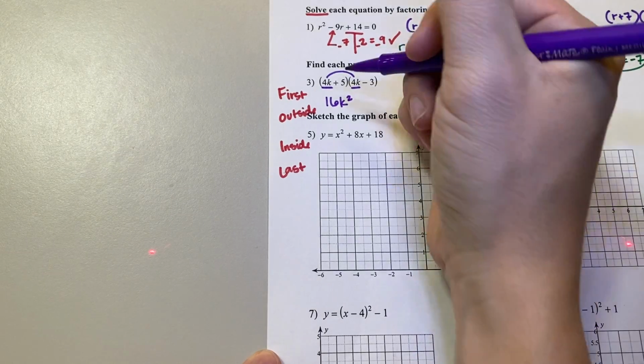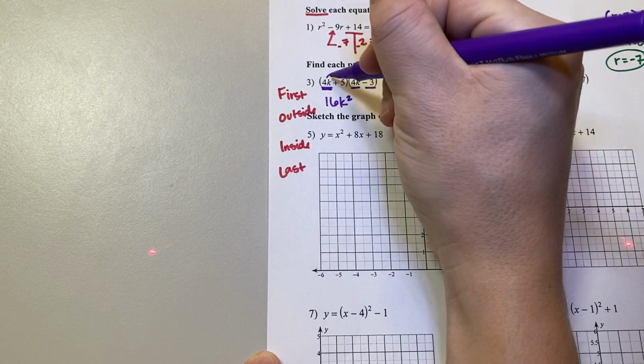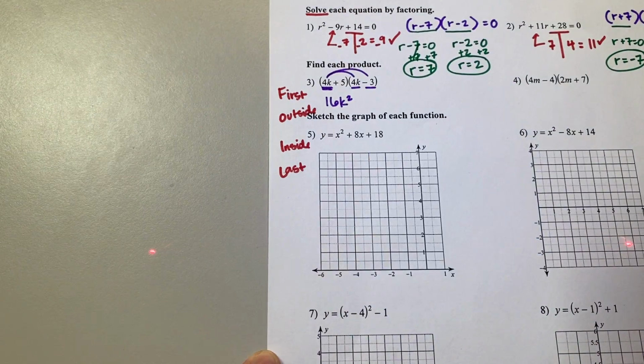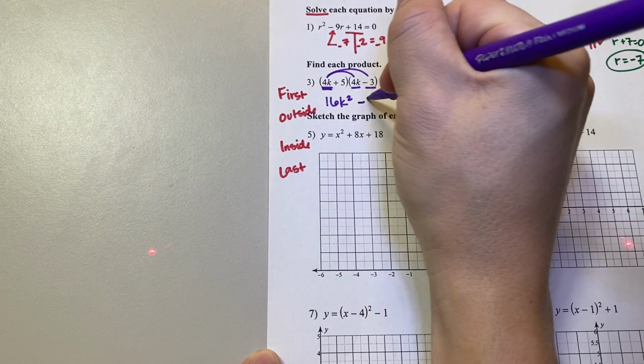O, my outside terms, 4k times negative 3. 4k times negative 3. Connor? Positive 12k? No, negative. Good job. Negative 12k.